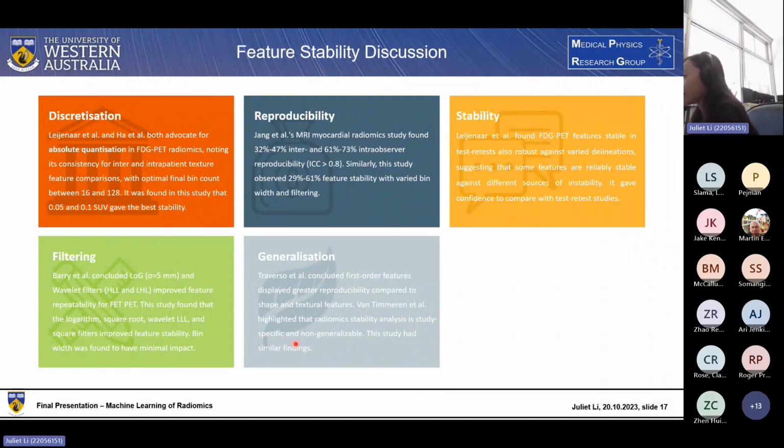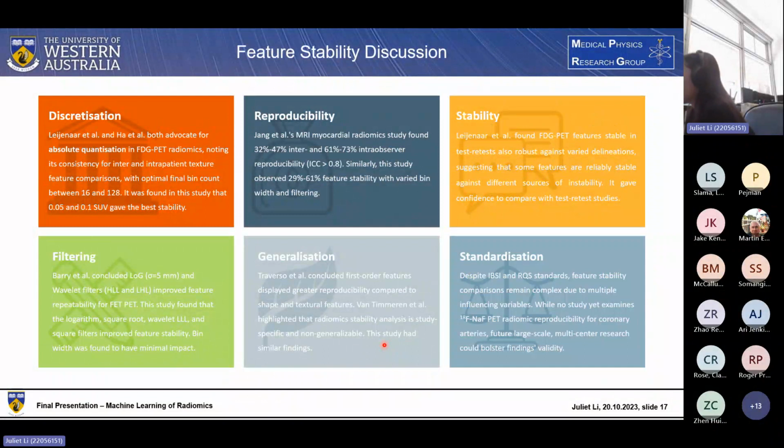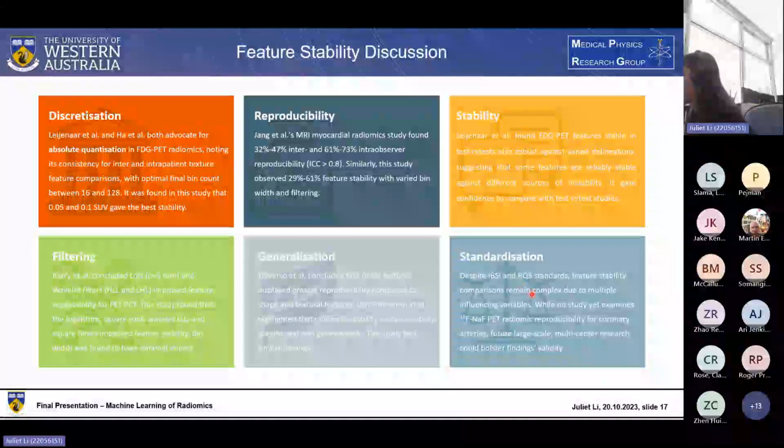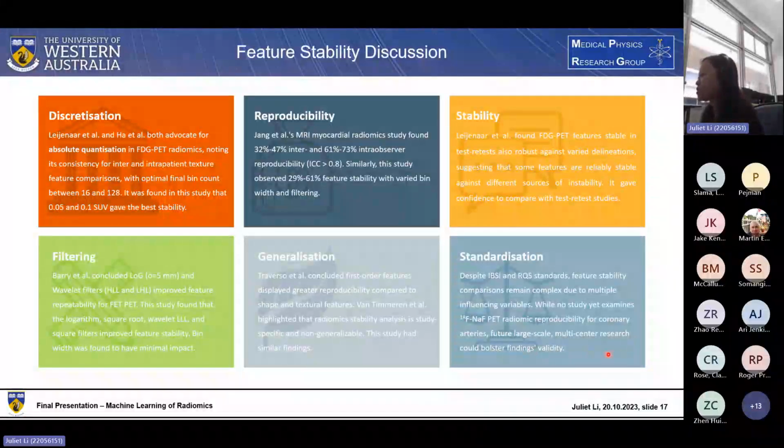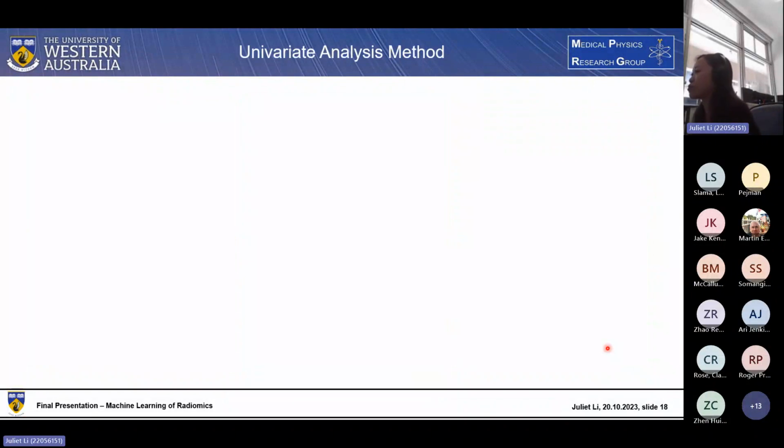Sorry, we do have similar findings, even on a high level. We find some similarity between our findings and other studies' findings, but in the details, each radiomic study has very different findings. There is standardization by IBSI and RQS, but there are still a lot of different influencing factors in radiomics studies, and a larger cohort and multi-center research is needed to validate the findings from this research.